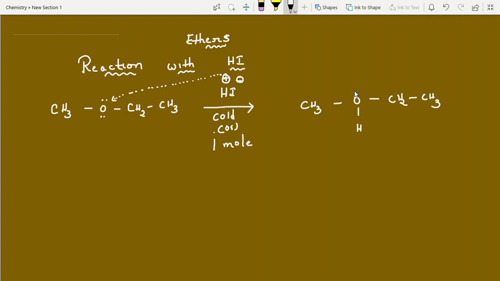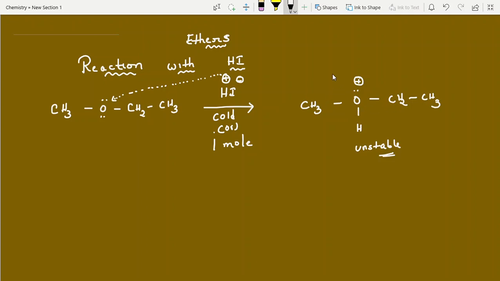Oxygen has another lone pair as it is, and it has a positive charge after giving electrons. What is this? Protonation, right? Now oxygen has 3 bonds and a positive charge, a highly unstable intermediate. Now it loses either the methyl group or the ethyl group. Hydrogen will not leave, because hydrogen just now came and attacked. Either this group or this group is going to break. So where do we have to break?